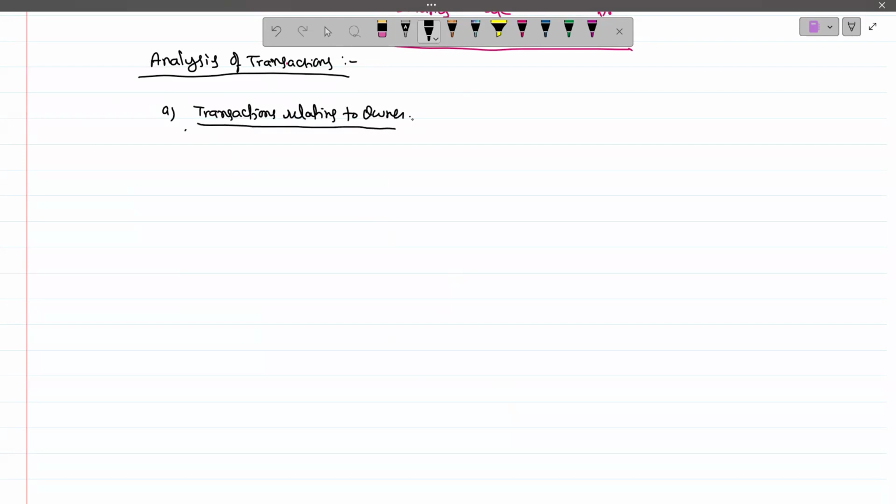So next one, analysis of the transactions. In this stage, we discuss the analysis and the framing of the entry also. First, we discuss transactions relating to the owner. And before going to that, just remember one concept.